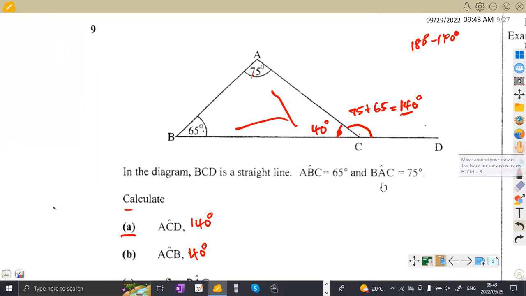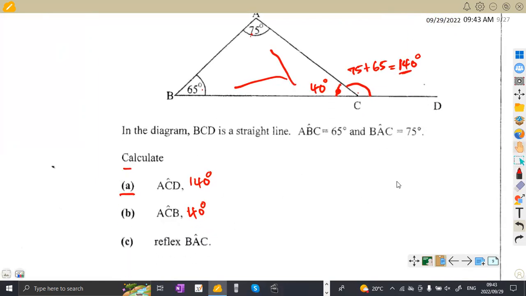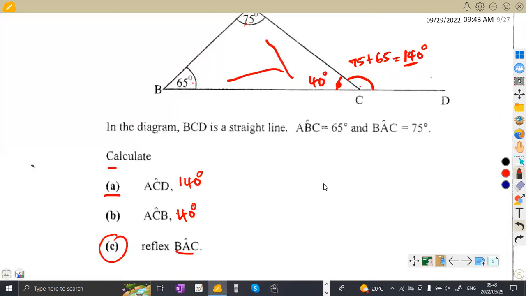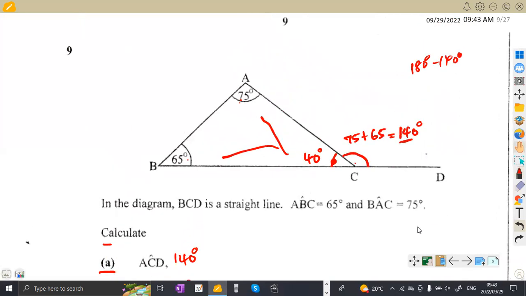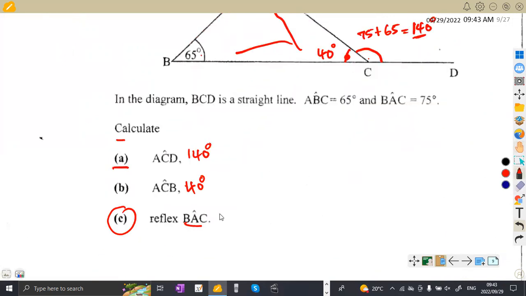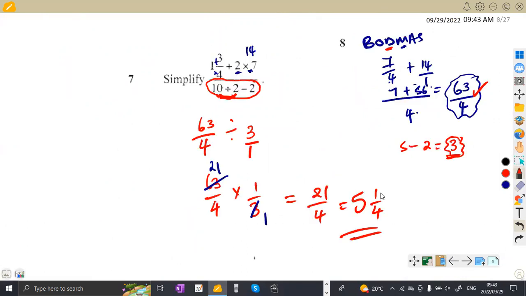And the other part of the question is the reflex BAC. So take note, we are given angle BAC before. This is our BAC here, the one that we are given. But now we need the reflex, which is this other angle here. So how do you find the reflex? Simply subtract from 360. So 360 minus 75 is going to give us 285. So this angle is 285 degrees.